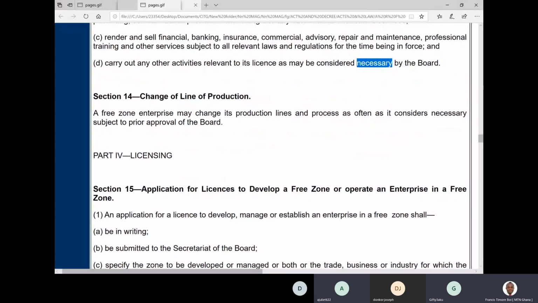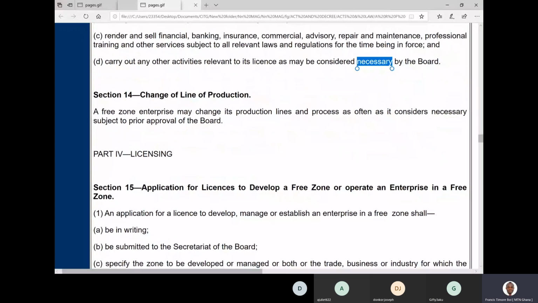What about if there's a change in line of operation? Read the 14 for us. Change of line of production. A free zone enterprise may change its production lines and processes as often as it considers necessary, subject to the prior approval of the board. Okay, this one is fine.